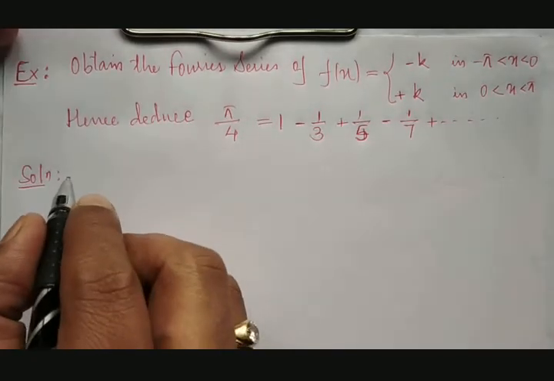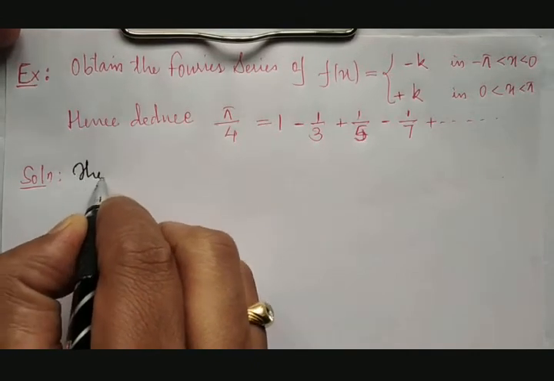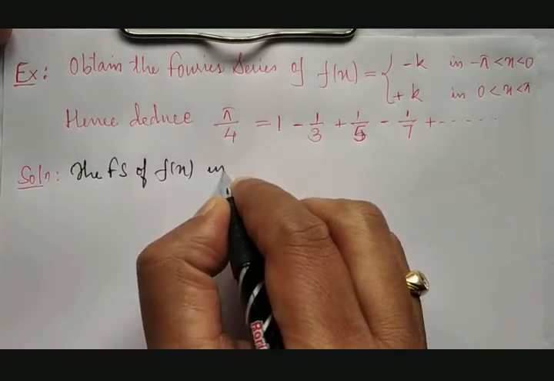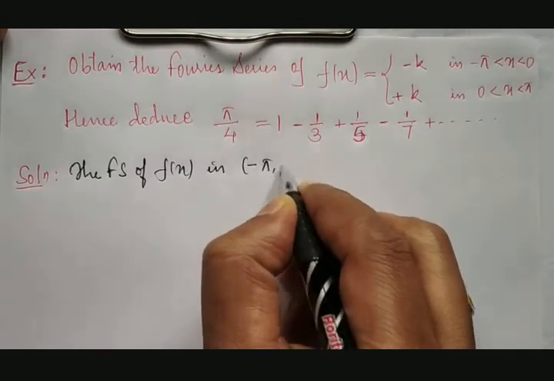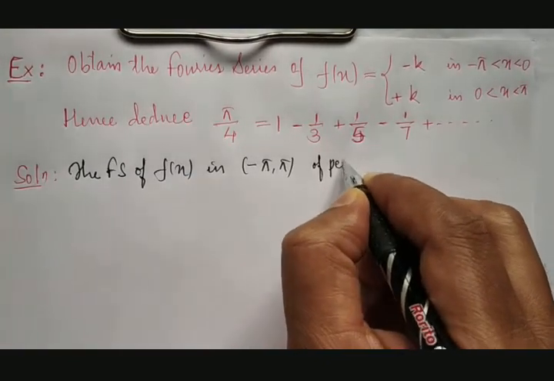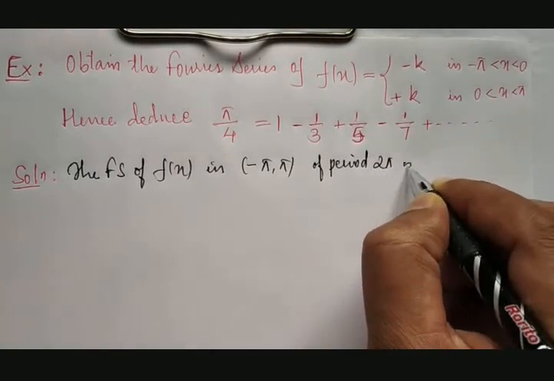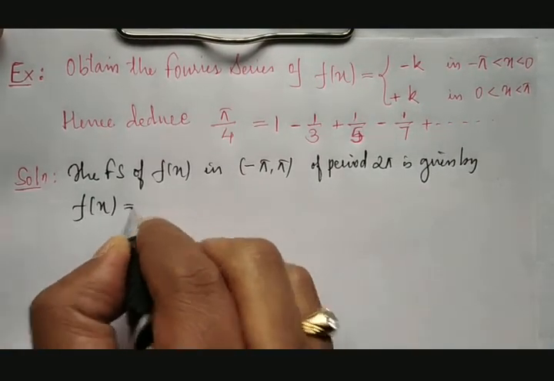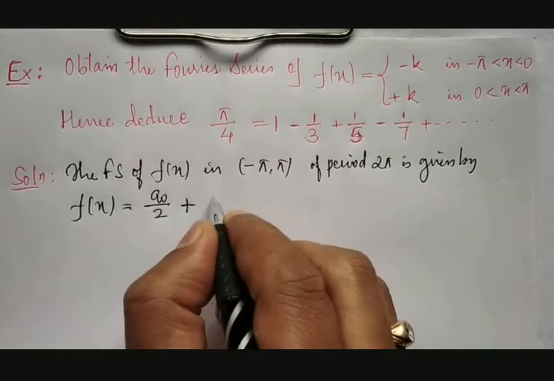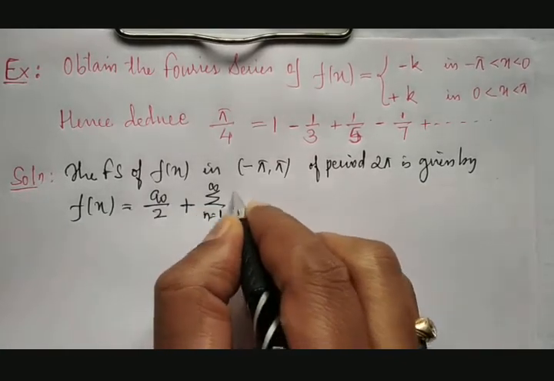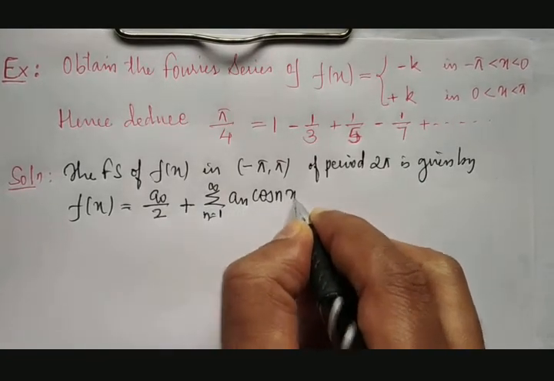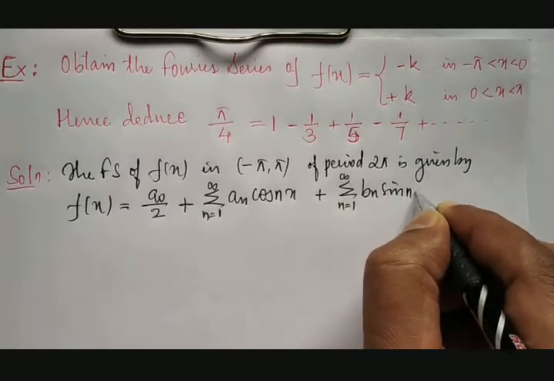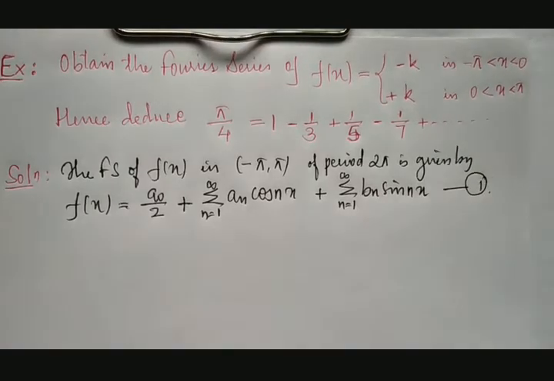So very first I'll be writing the given Fourier series. Therefore the Fourier series of f of x in the interval minus pi to plus pi of a period 2 pi is given by f of x is equal to a naught by 2 plus summation from n equal to 1 to infinity of an into cos nx plus summation from n equal to 1 to infinity of bn into sin nx. I'll be calling it equation number 1.